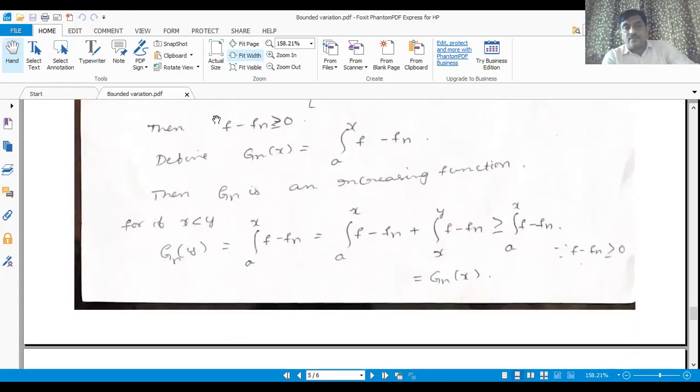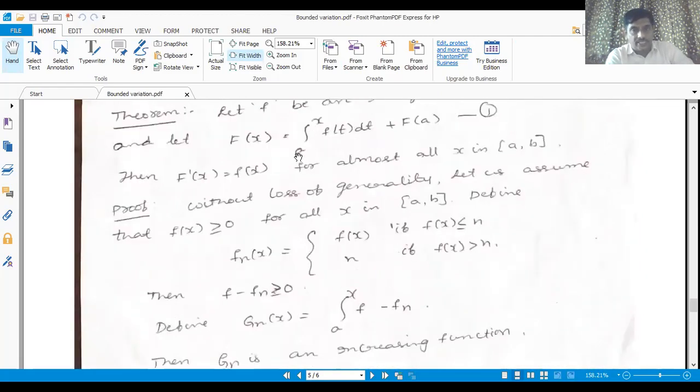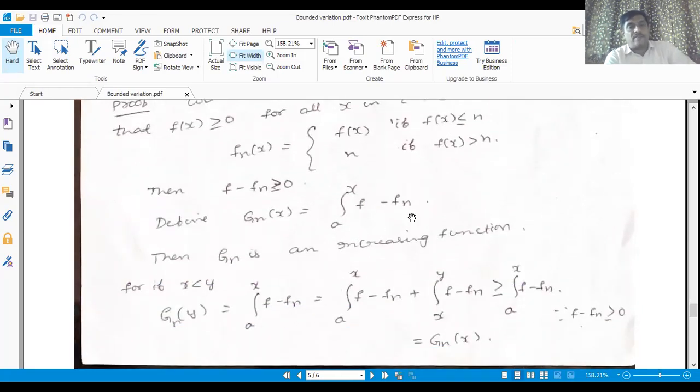Here we choose the function g_n(x) as the integral from a to x of f minus f_n, because a to x is there. That's why we are choosing a to x as the limits, then integral a to x of f minus f_n. Some of the books write dx here also, but this is also a standard form of the function. You can put brackets around dx, that is the same as this one.